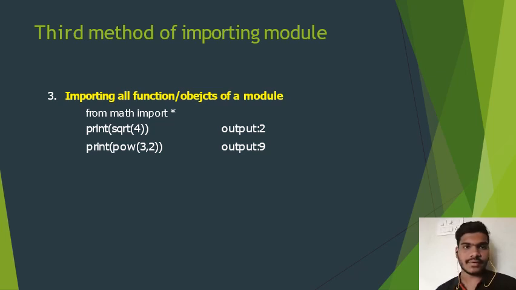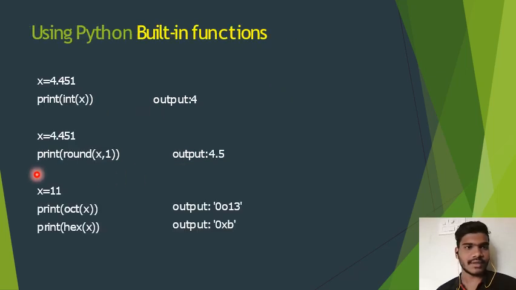Third method of importing a module: import all the function objects of a module. From math import star. Here, from math we are importing everything. Print square root of 4, print power. Directly, we don't have to use the dot to specify the square root or power. We are directly importing all the objects of the module.